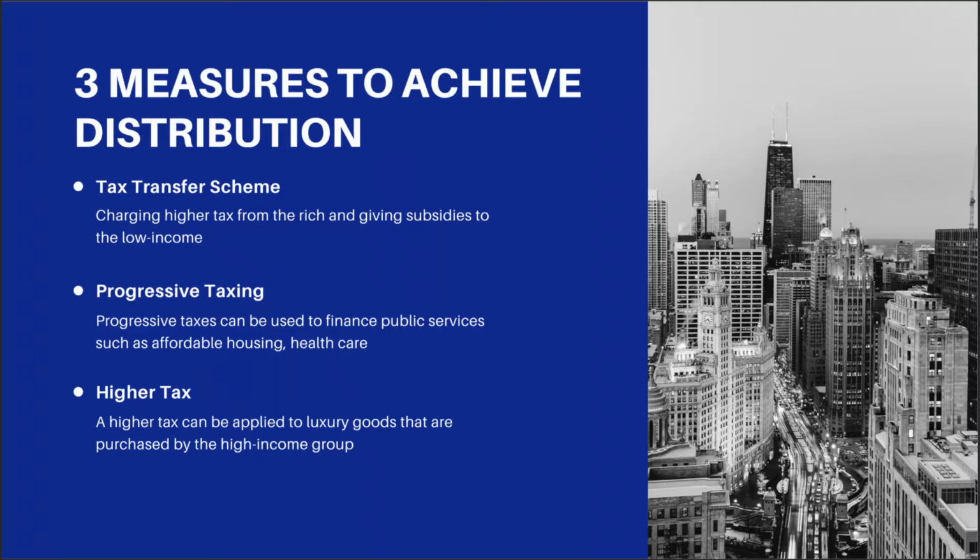There are three ways to achieve distribution. First, a tax transfer scheme or using progressive taxing, charging higher tax from the rich and giving subsidies to the low income. Second, progressive taxes can be used to finance public services such as affordable housing, healthcare, and education. A higher tax can be applied to luxury goods that are purchased by the high-income group.